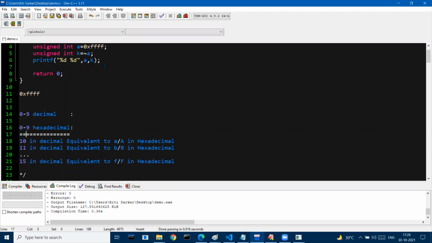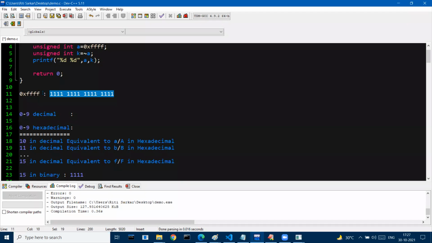Okay, guys. So this F actually means what? 15. 15 in binary, how does it look? It will be 1111. So how many Fs are there? Four Fs are there. So that means the number will be 1111, 1111, 1111, 1111.